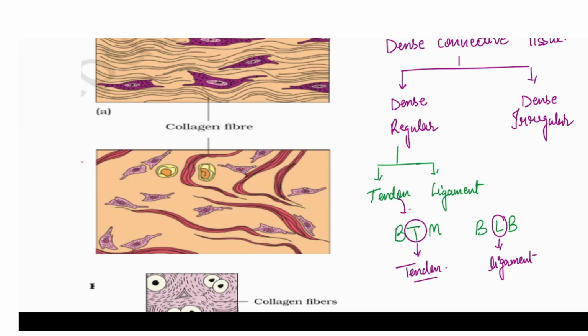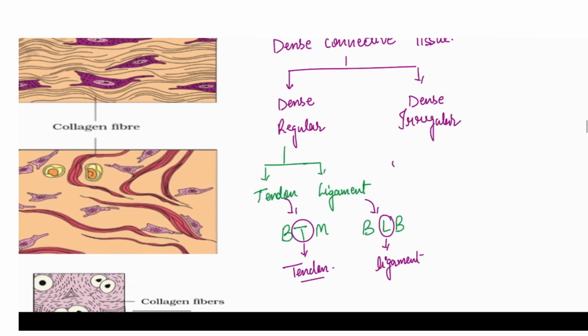So here the tendon, here the ligament is given. Always remember, if there is a bone to bone attachment, where one bone is attached with another bone, then obviously here would be the synovial fluid. If we see the joint, there would be the synovial membrane which is filled with the synovial fluid.